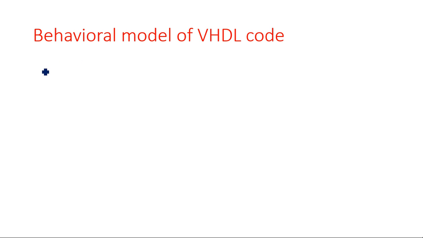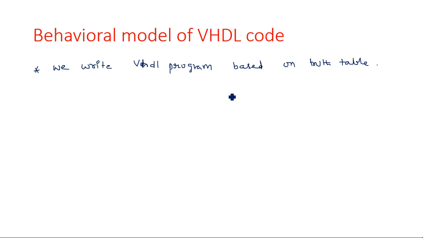In the behavioral model, on what basis do we write the program, I told you. In the behavioral model, we write the VHDL program completely based on the truth table. Whatever the truth table says, if-else conditions will be used, and then we write the code.